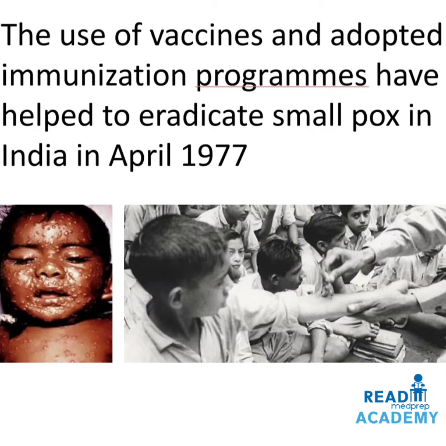The use of vaccines and adopted immunization programs have helped to eradicate smallpox in India in April 1977. In the image below on the left side, you can see a child suffering from smallpox. On the right side, you can see children being vaccinated for smallpox in the earlier days.